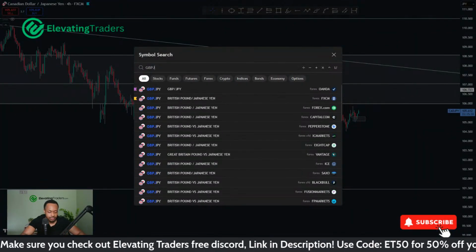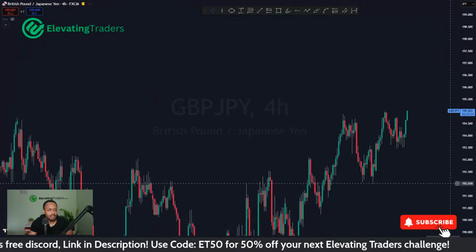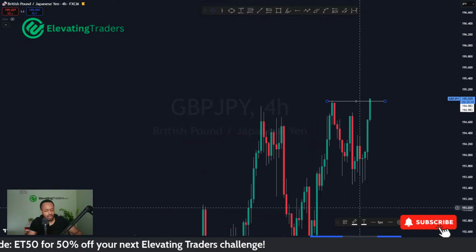If I go to pound yen, Dark Trini spoke about some sells in the 5 minutes. Okay, I see what you mean. Price is back at resistance, so yeah, we could see some downside from that.